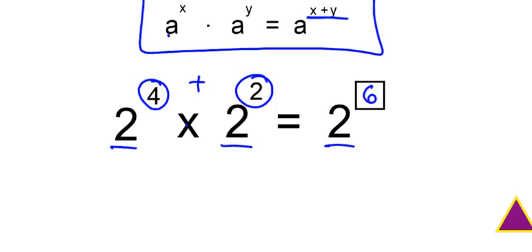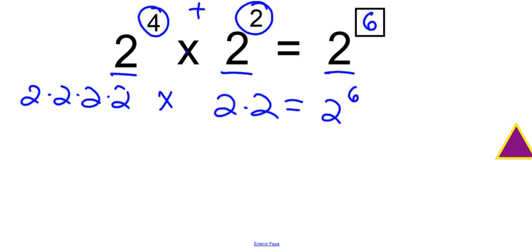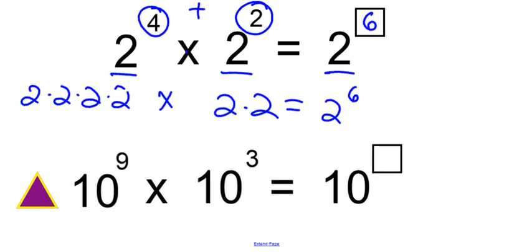We could prove that by saying 2 to the 4th is 2 times 2 times 2 times 2, 4 2's, and 2 to the 2nd is 2 times 2. So really we have 2 times 2 times 2 times 2 times 2 times 2, which of course equals, 2 is our base, and there are definitely 6 2's in front of you there. And so we have that understanding. Go ahead and try this sample problem then and see if you can determine what 10 to the 9th times 10 to the 3rd equals.